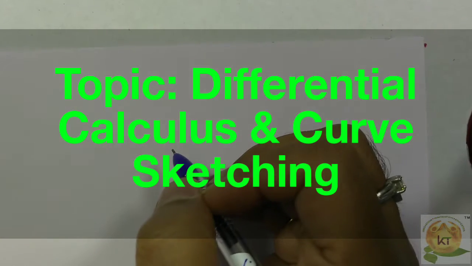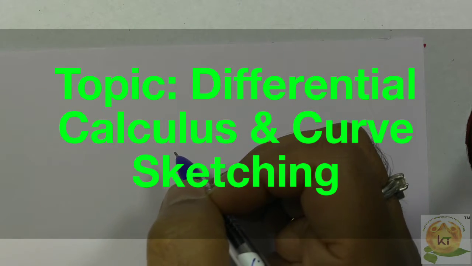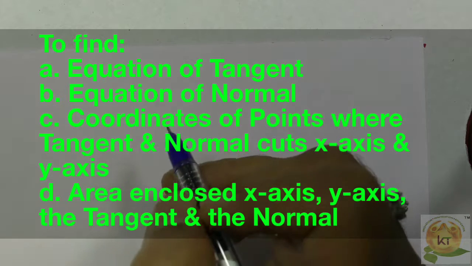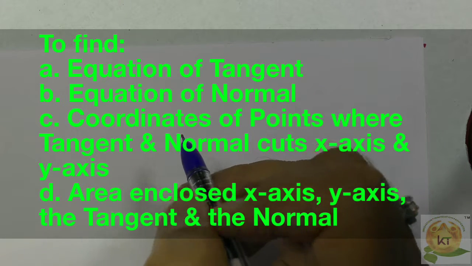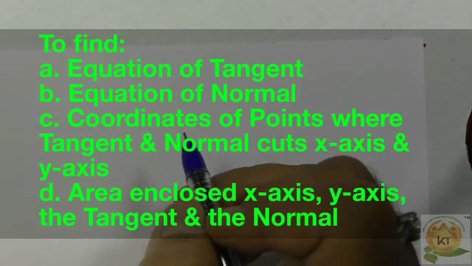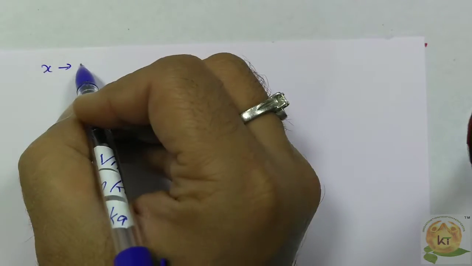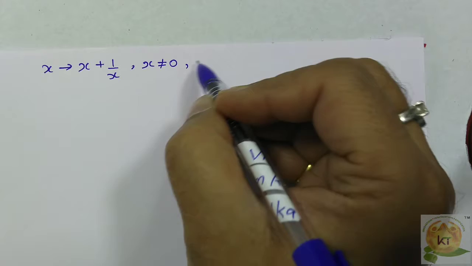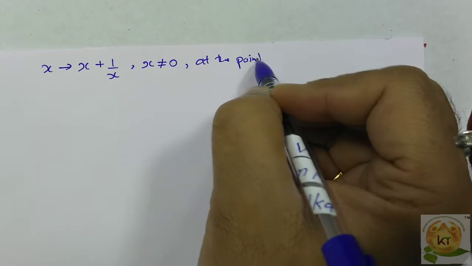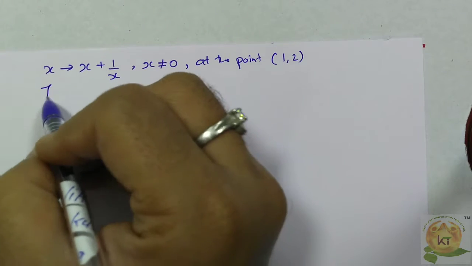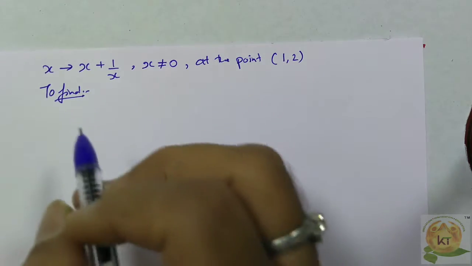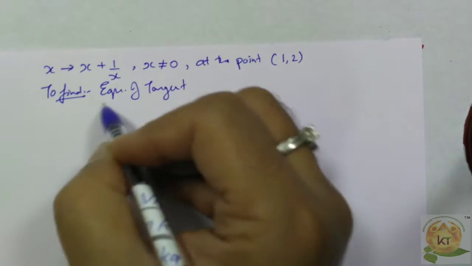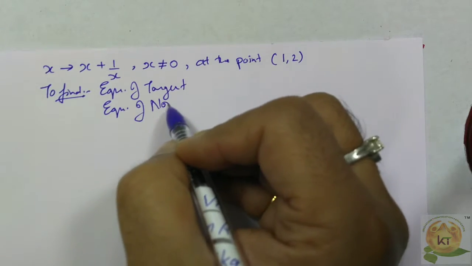Hi, hello. So today we are going to discuss an interesting sum from differential calculus and curve sketching. As you can see, the question states that you are expected to find the equation of the tangent and the normal to the curve x implies x plus 1 upon x, where x is not equal to 0, at the point (1, 2). And what are you expected to find over here? You are expected to find the equation of tangent and equation of normal.